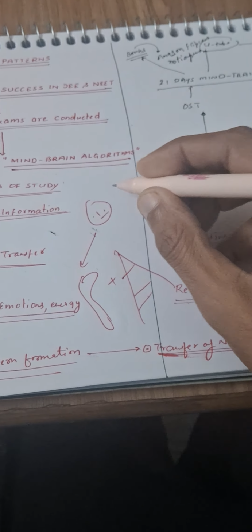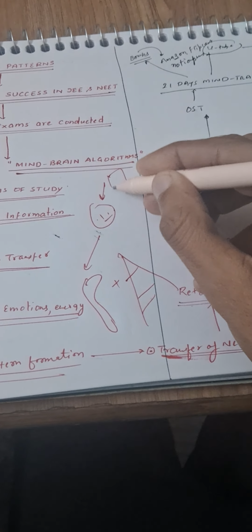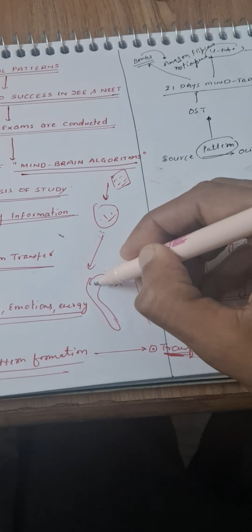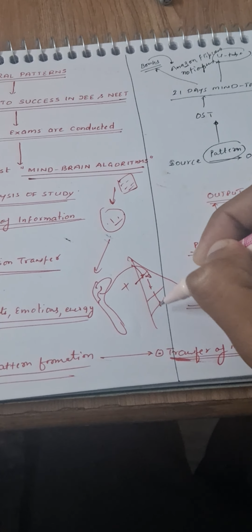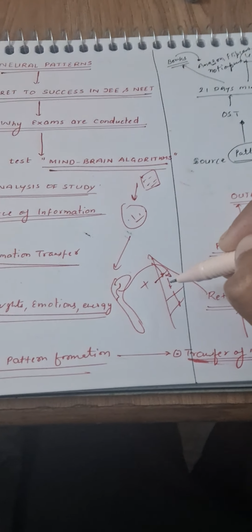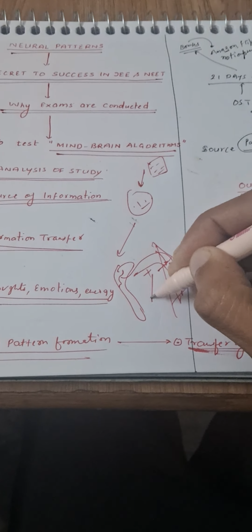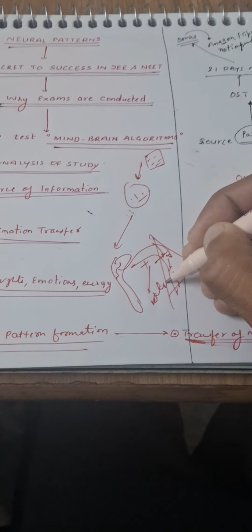Just take the example, suppose this is a student. So he has got one thing, the brain, and one thing, the mind. So when the student is receiving information, let's say from some teacher, then there is a neural pattern formed in the brain of the student, and that neural pattern gets transferred to the conscious, subconscious, unconscious mind. But when he retains that, when he appears for the exam, then there is a retention process, and this retention process is the key to success.